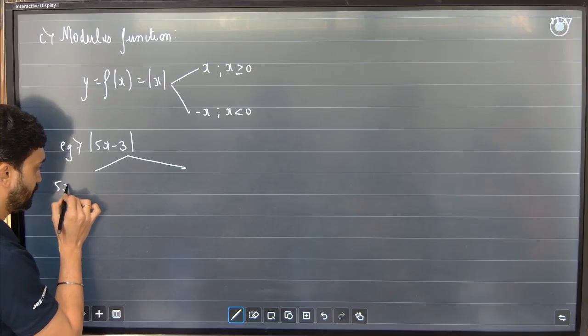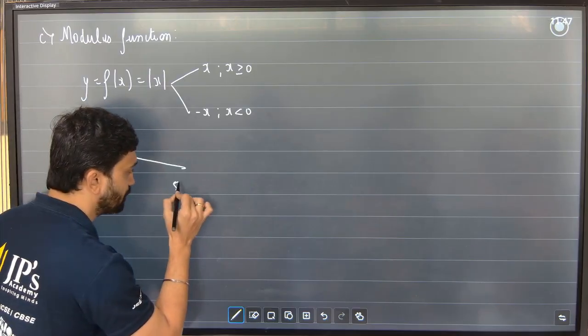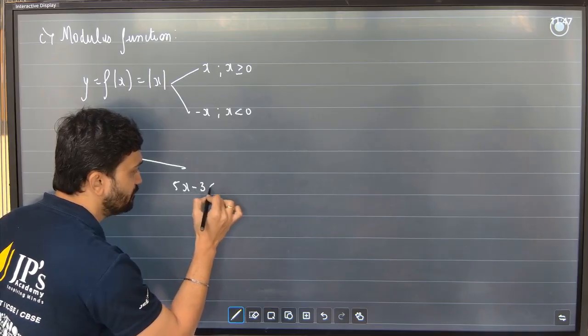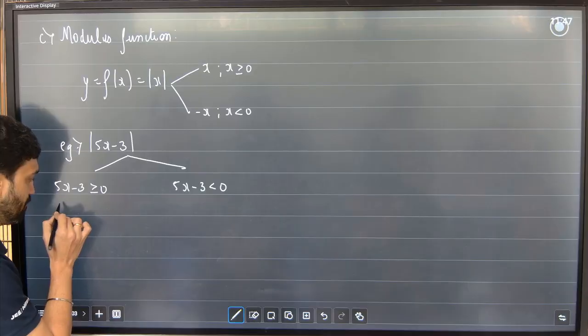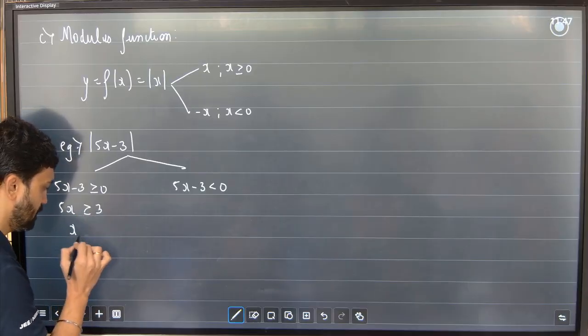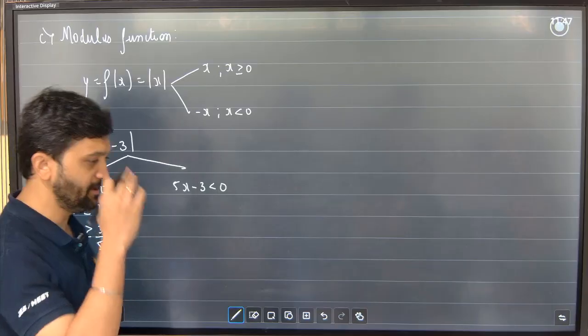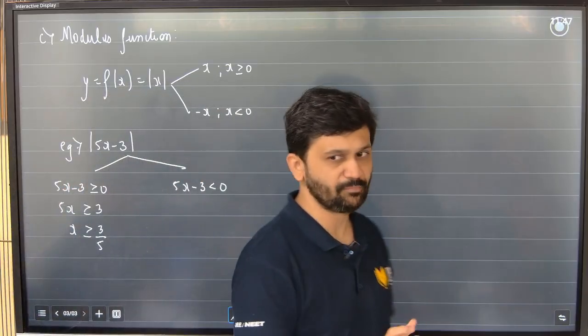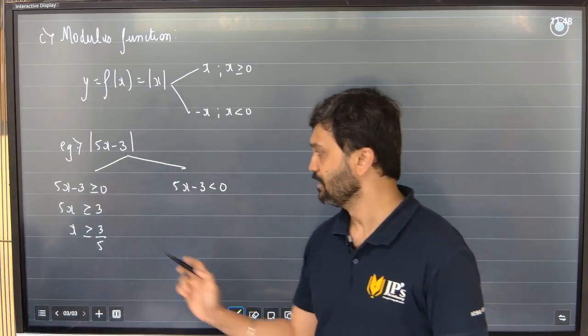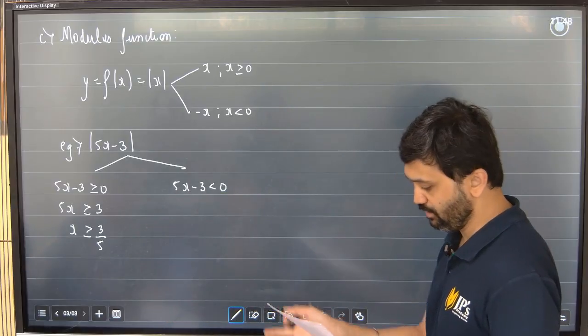First, 5x minus 3 can be greater than or equal to 0, or 5x minus 3 will be less than 0. If 5x minus 3 is greater than or equal to 0, then 5x is greater than or equal to 3. Therefore, x is greater than or equal to 3 by 5. So if I take any value of x greater than 3 by 5, my answer will be positive. If I remove the mod, it will become positive.